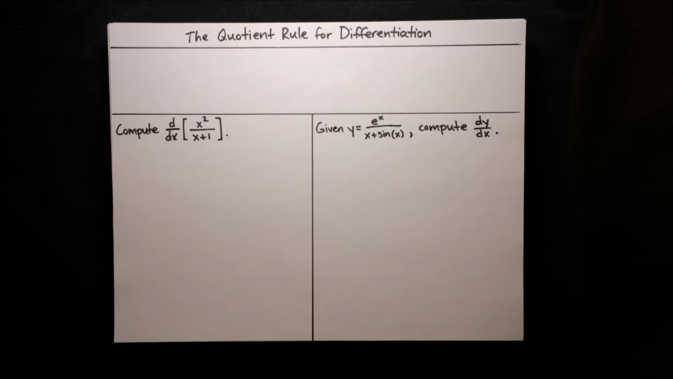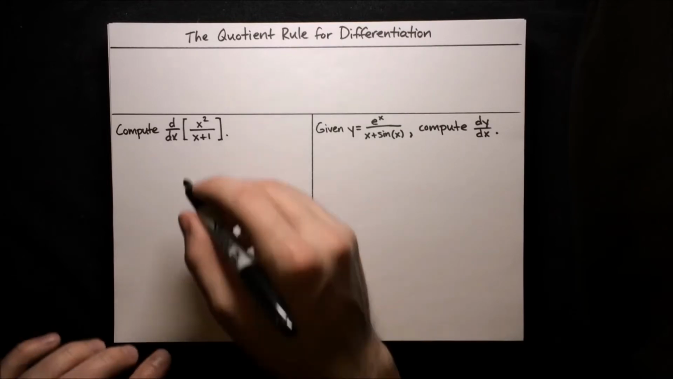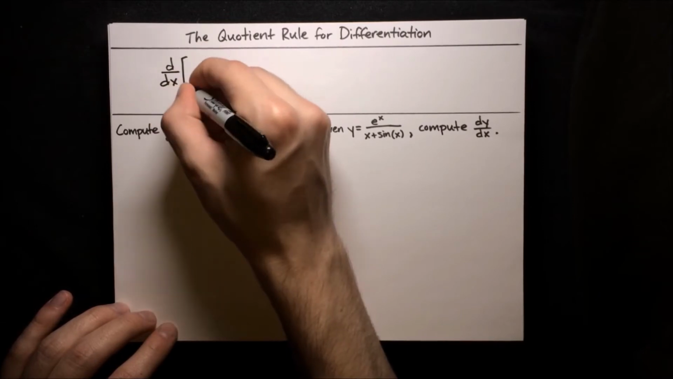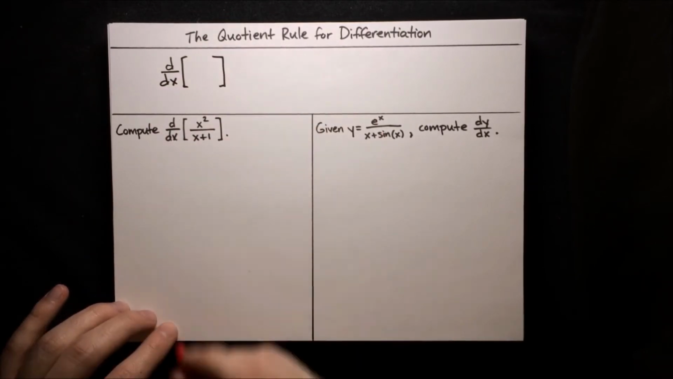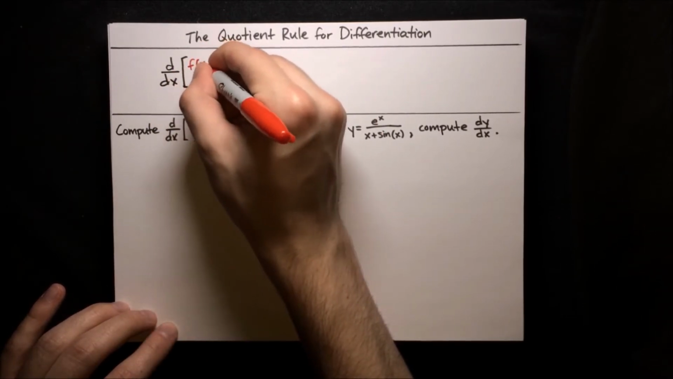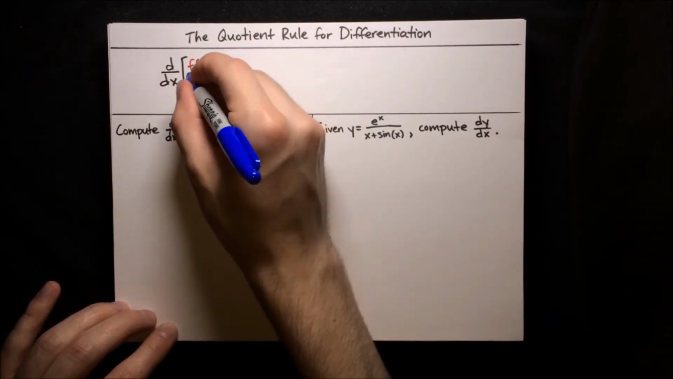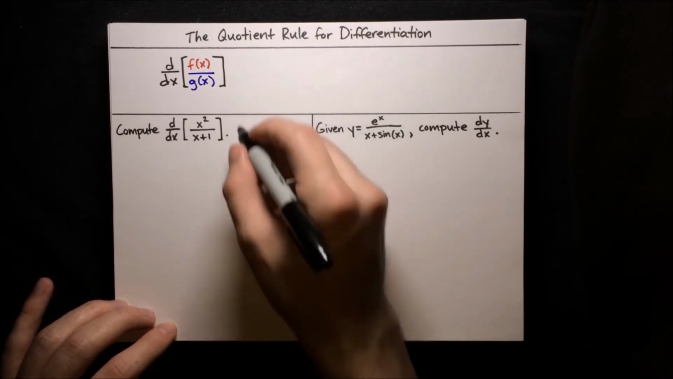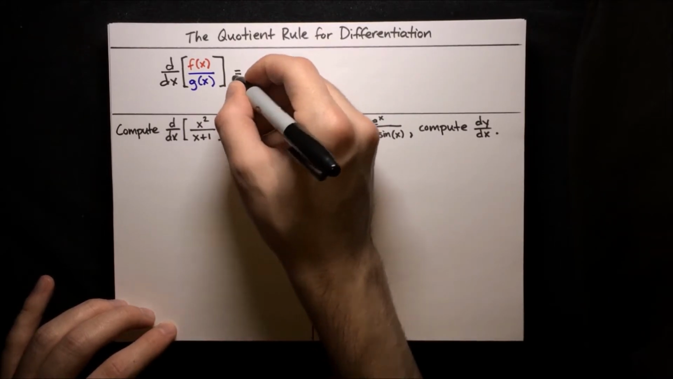In this video, I'm going to show you how to use the quotient rule to differentiate functions that take the form of a fraction. So the quotient rule tells us how to take the derivative of a quotient of functions, say f of x, some numerator function, divided by g of x, some denominator function. And the quotient rule tells us that the following is the result.